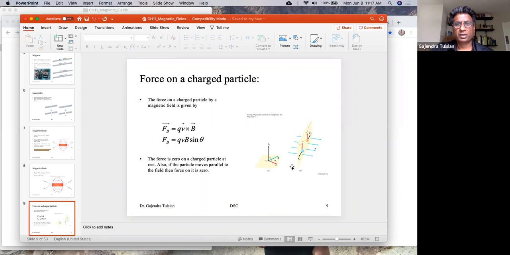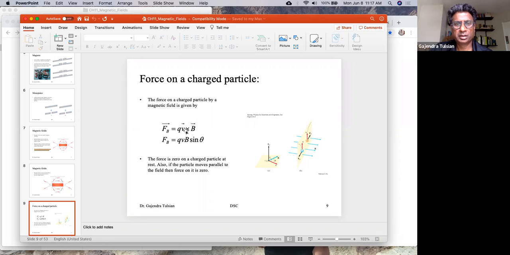Okay. So if you took a charged particle and threw it in the presence of a magnetic field, the only time you wouldn't feel any force is if you would throw it parallel to the magnetic field or anti-parallel to the magnetic field. Okay.